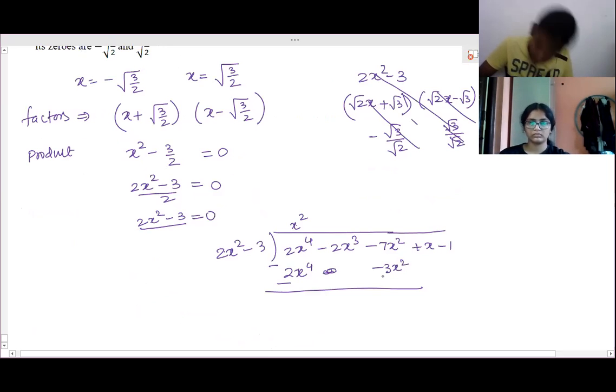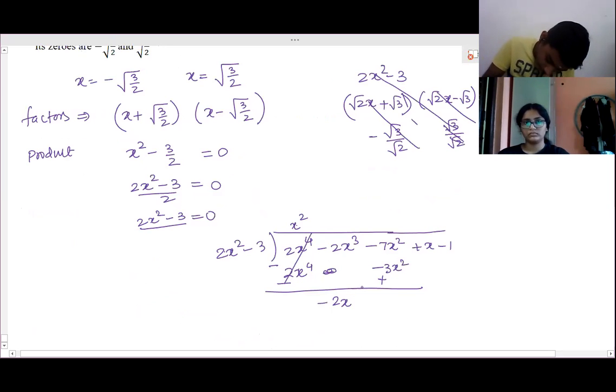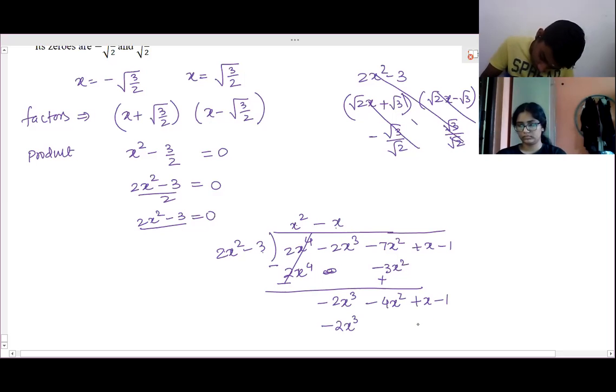Subtract, minus, this is plus, this gets cancelled, minus 2x cube minus 4x square plus x minus 4. Next quotient, minus 3x. Minus x into minus 2x cube minus x into minus 3 is plus 3x.